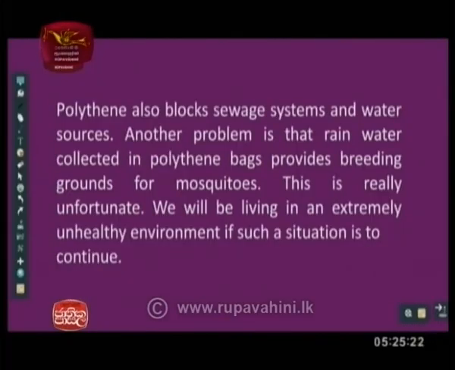Polythene also blocks sewage systems and water sources. Polythene also blocks sewage systems and water sources. Another problem is that rainwater collected in polythene bags provides breeding grounds for mosquitoes.